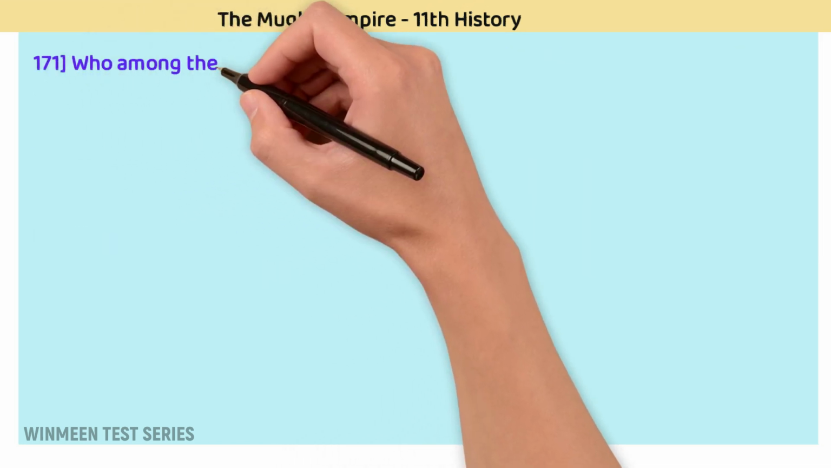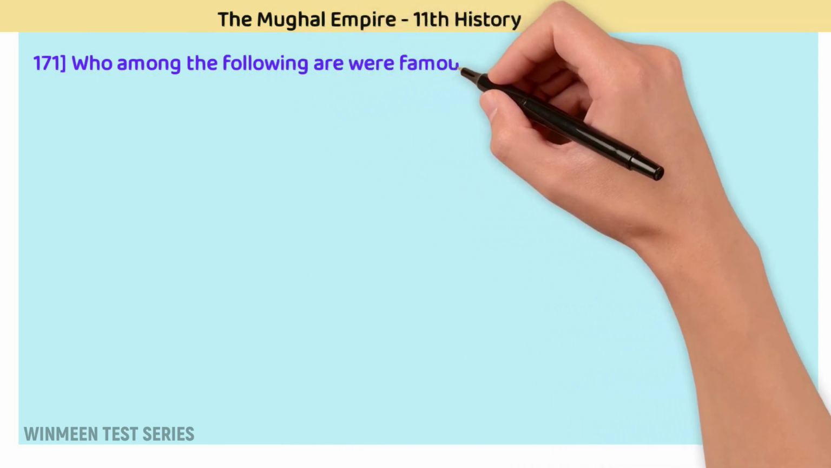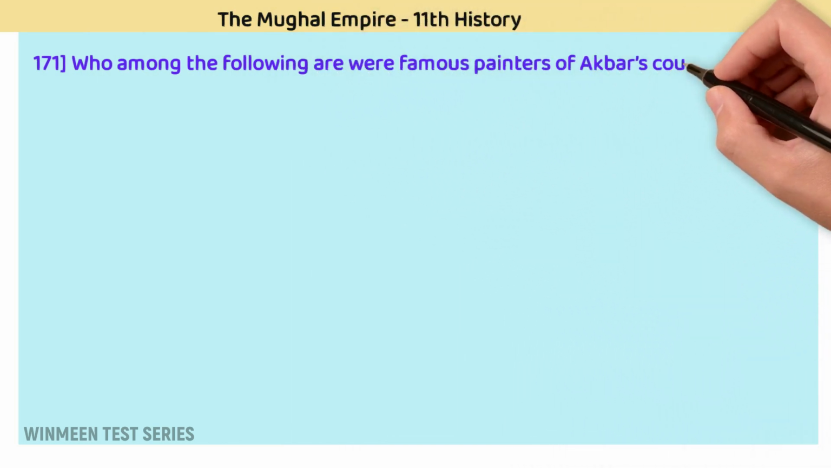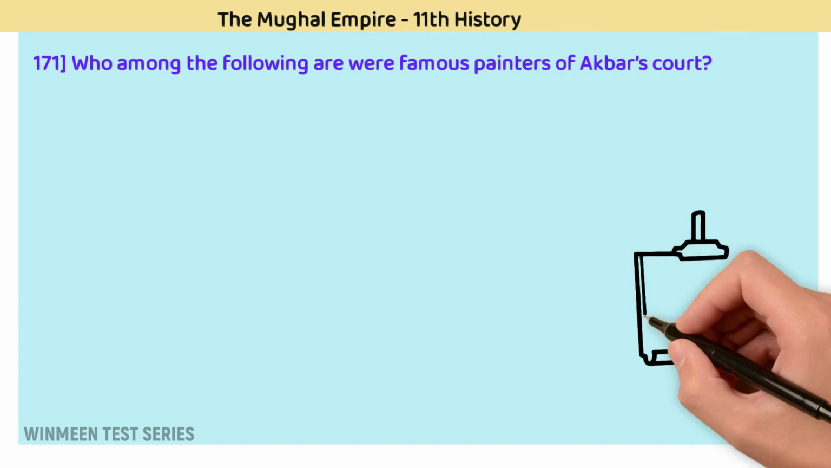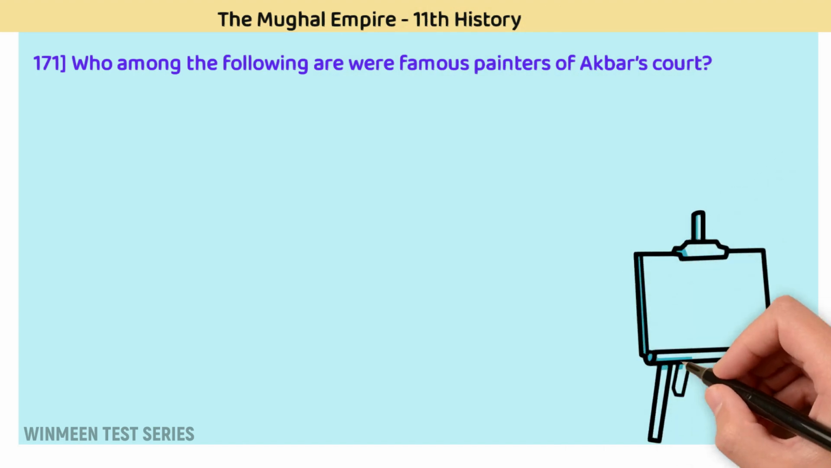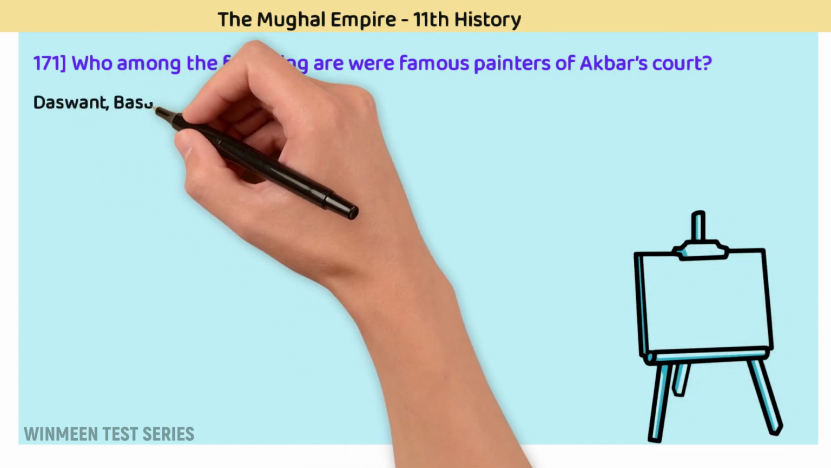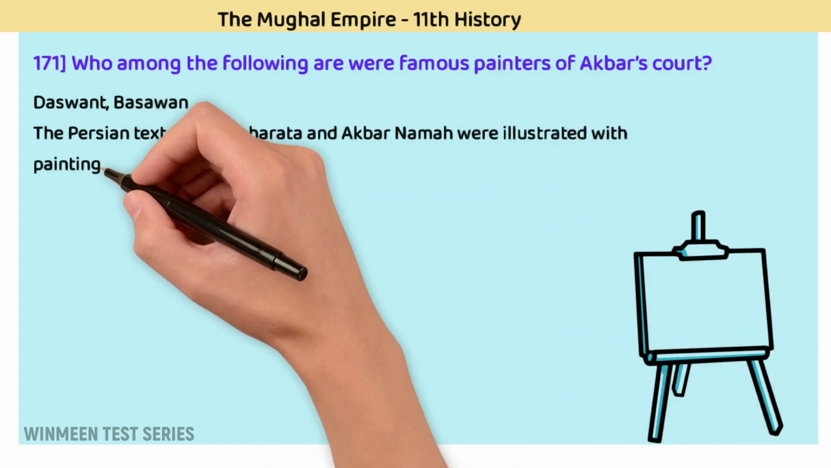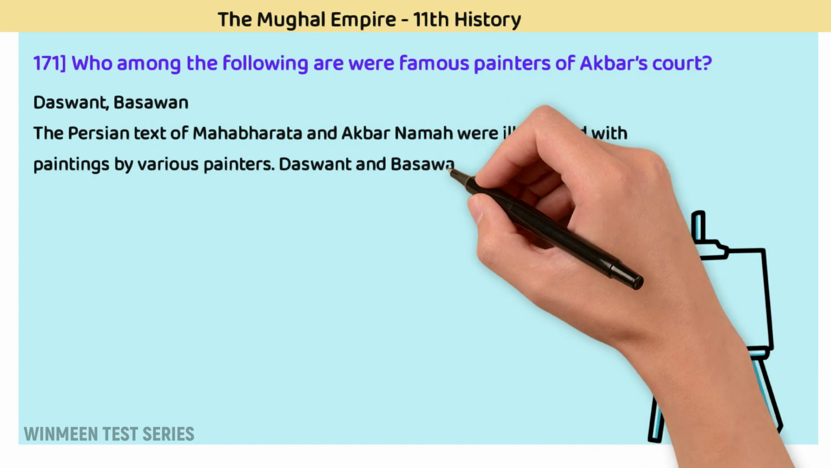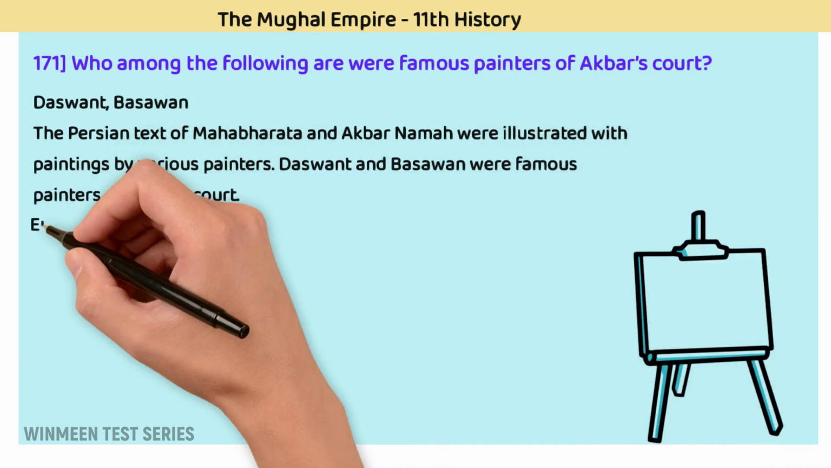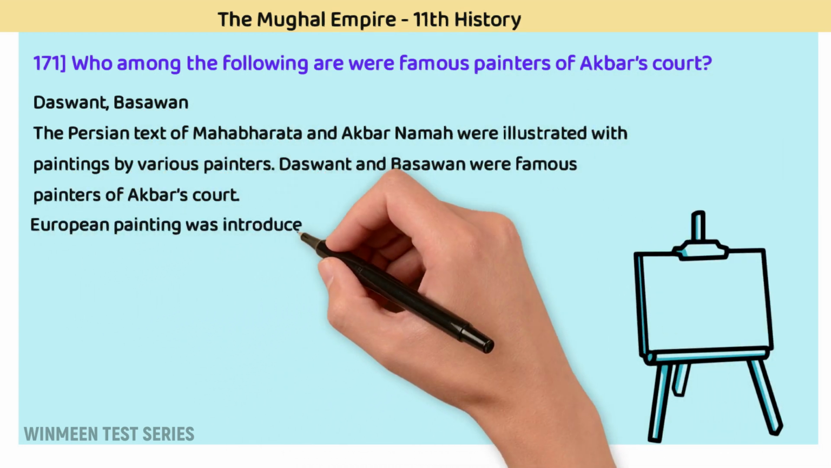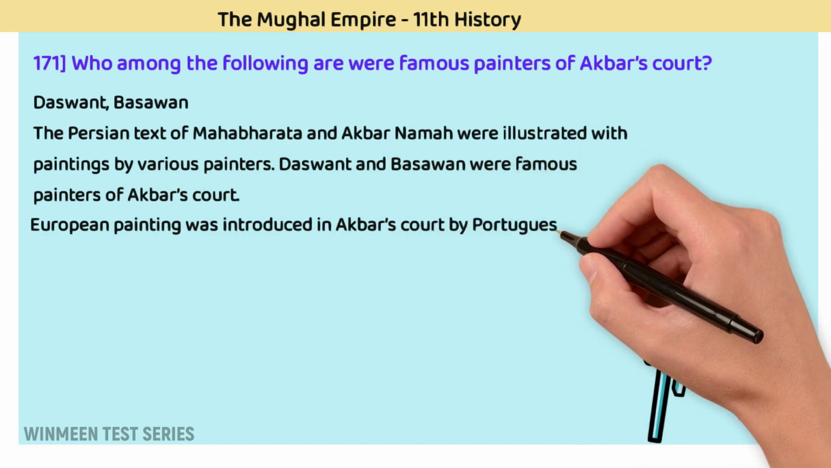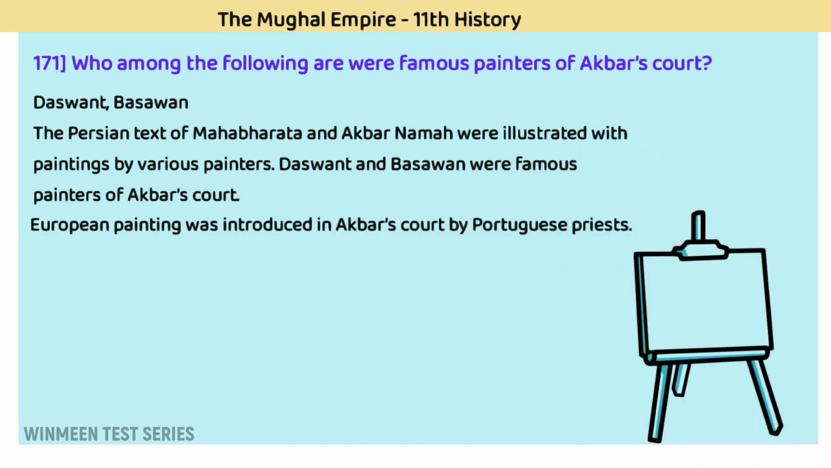Question number 171. Who among the following were famous painters of Akbar's court? The answer is Dasawanta and Basawan. The Persian text of Mahabharata and Akbarnama were illustrated with paintings by various painters. Dasawanta and Basawan were famous painters of Akbar's court. European paintings were introduced in Akbar's court by Portuguese priests.